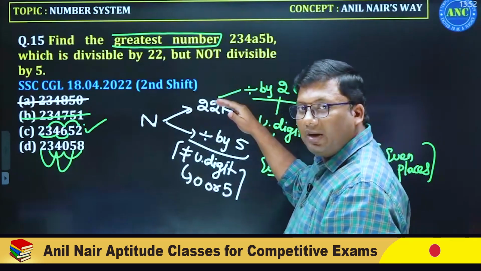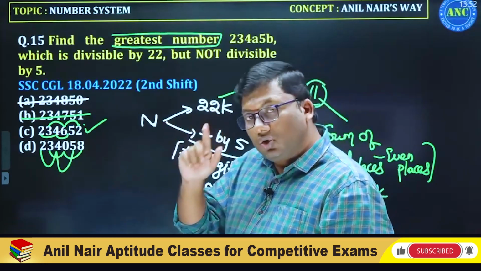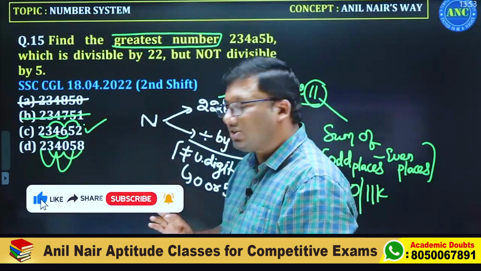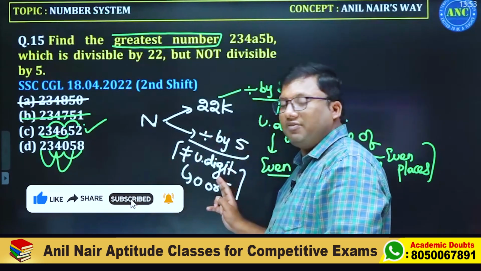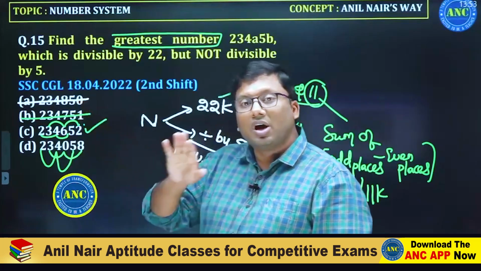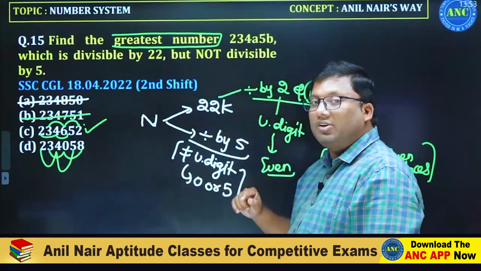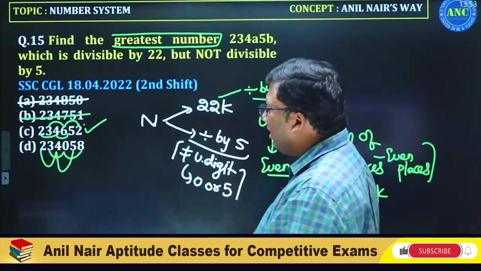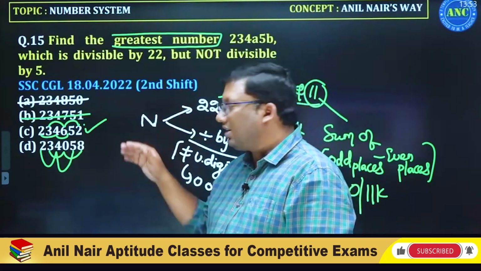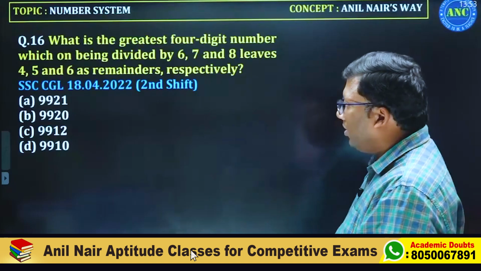Number should be divisible by 22. 22 means it should be divisible by 2 and 11. Divisible by 2 means the unit digit should be an even digit. That means option B is out. Number should not be divisible by 5, so the unit digit should not be 0 or 5. But here it is 0. Option A is out. It is divisible by 22, so it should be divisible by 11. Third is divisible by 11. Fourth is divisible by 11. But the question is greatest, so take the largest number among these two.